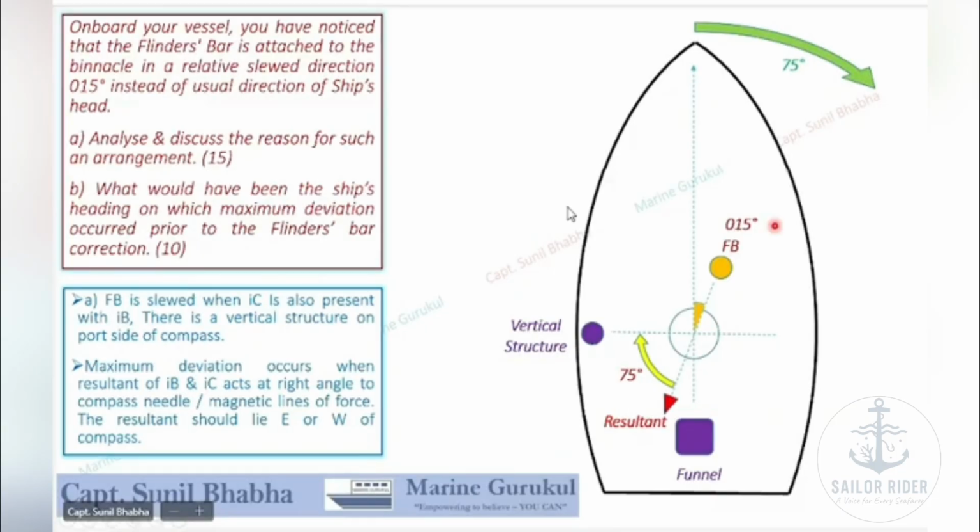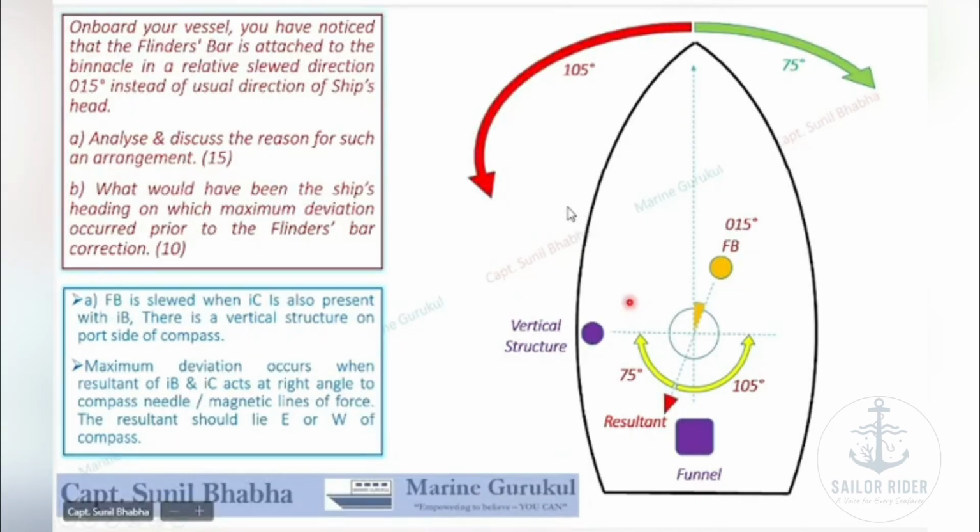Now there is one more possibility of bringing the resultant to east or west of the compass. Instead of bringing it to west of the compass, we can also bring it to the east of the compass. Now to bring the resultant east of the compass, the resultant has to move in the direction of this new yellow colour arrow, which represents 105 degrees. So if the ship changes its heading or swings in the anti-clockwise direction by 105 degrees, this resultant is going to come exactly east of the compass, exactly east of the binnacle.